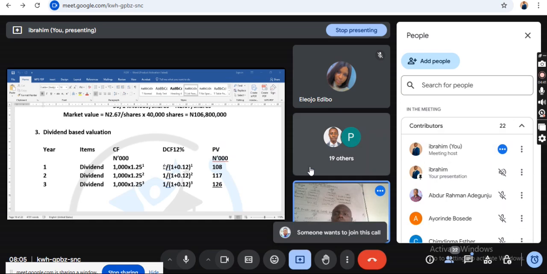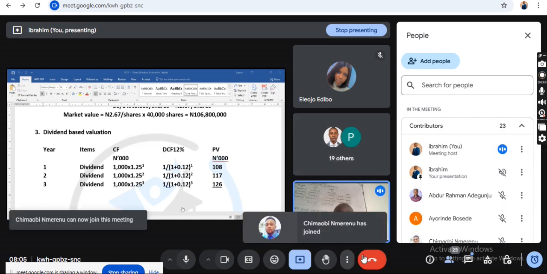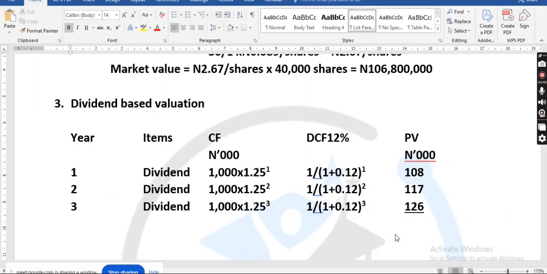Now, so please confirm if these figures are correct. If it is not correct, please give me the correct figure so we can move on. Please give me the correct figure quickly.